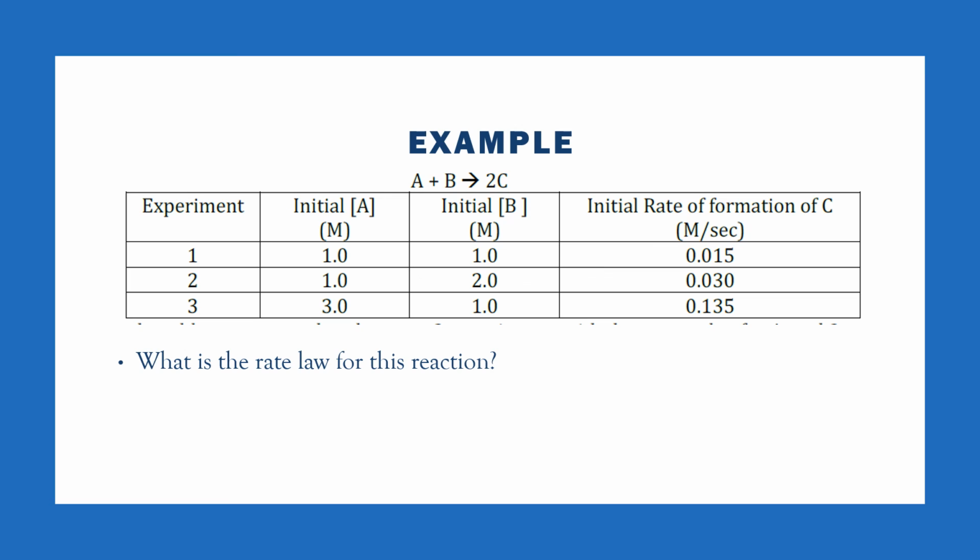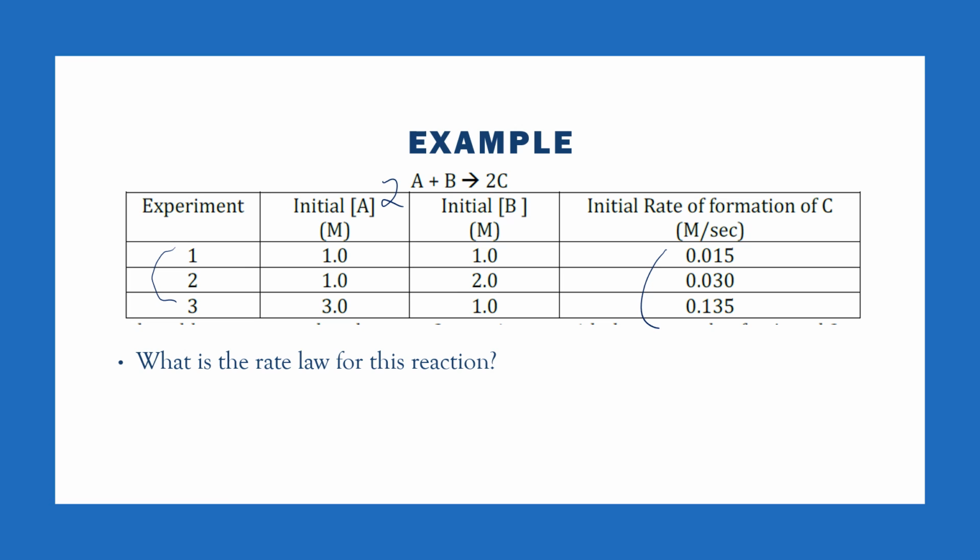Let's do one more example. Let's find for A. I want to use experiments 1 and 3 because the B stays the same. So A, you get 3 times bigger in terms of concentration, and the rate gets 9 times bigger. So the exponent that makes that true is 2. So A must be second order.